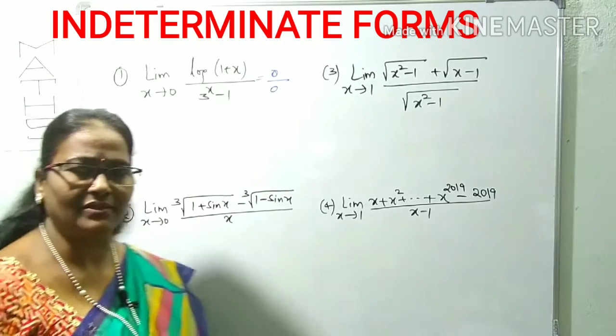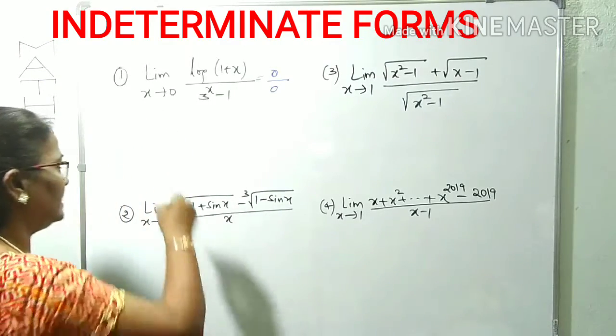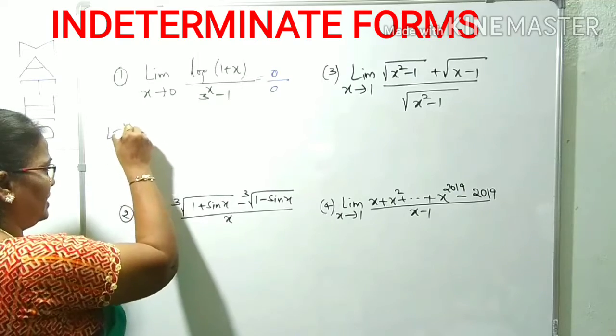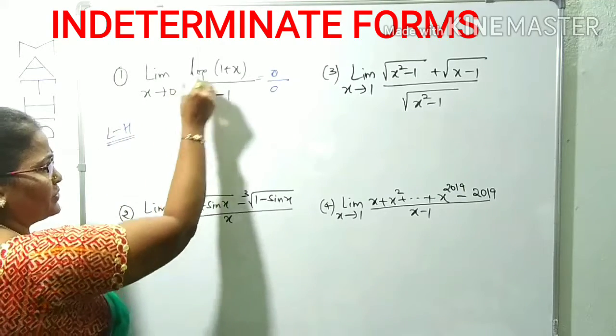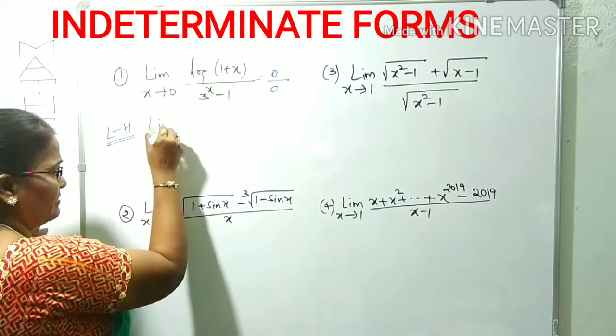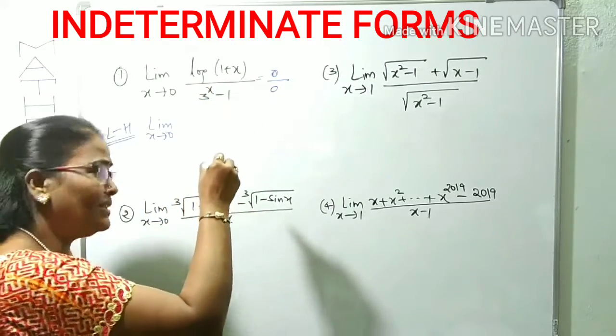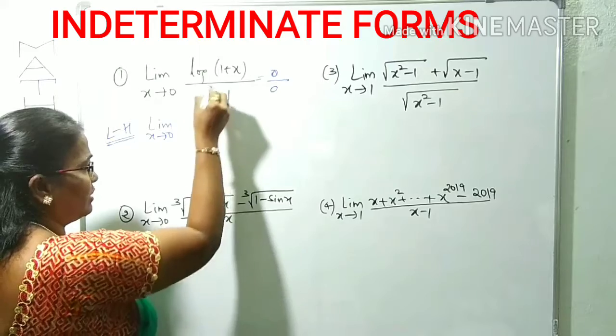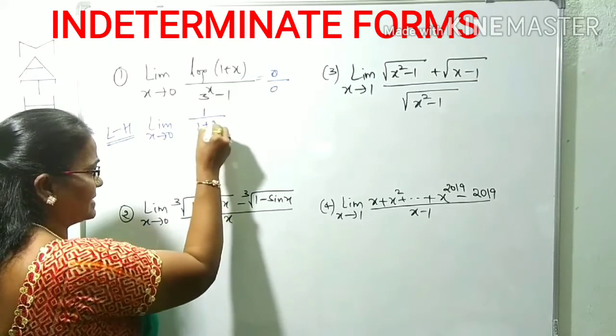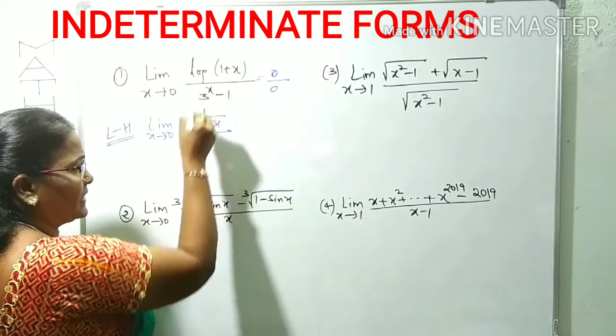Immediately what can we use? We can use the L'Hospital rule. That's simple. We can write LH rule. By this LH rule, what can we use? Derivative of numerator. What is the derivative of numerator here? It is in the form of log x. What is log x derivative? 1 by x. Means what? Log 1 plus x derivative is 1 by 1 plus x, upon 3 power x derivative.